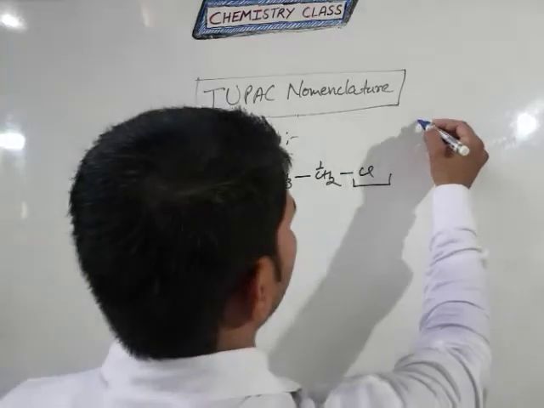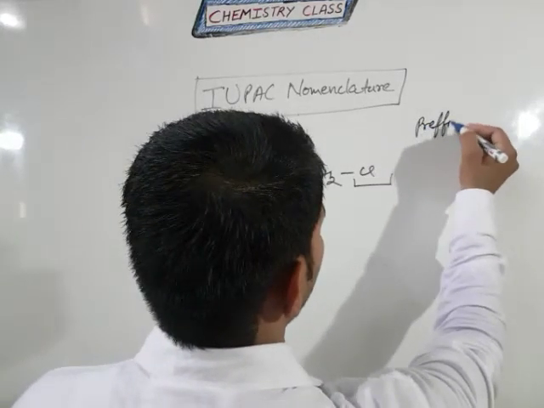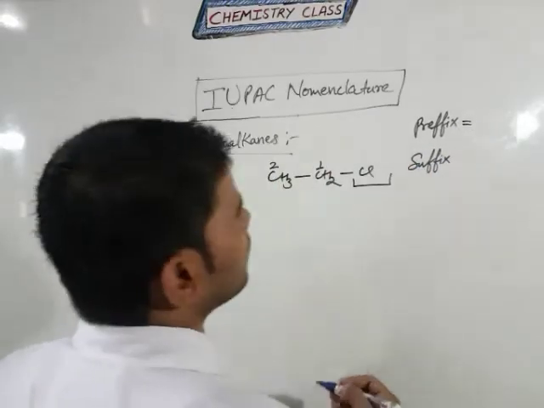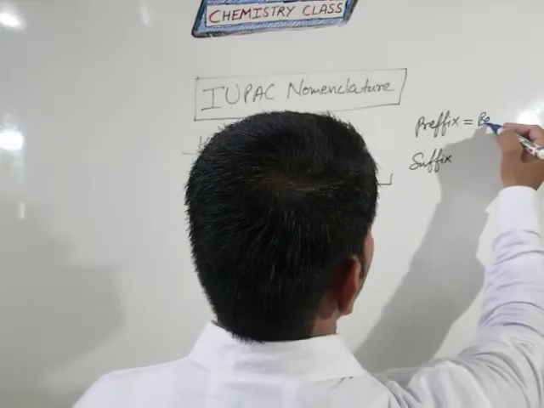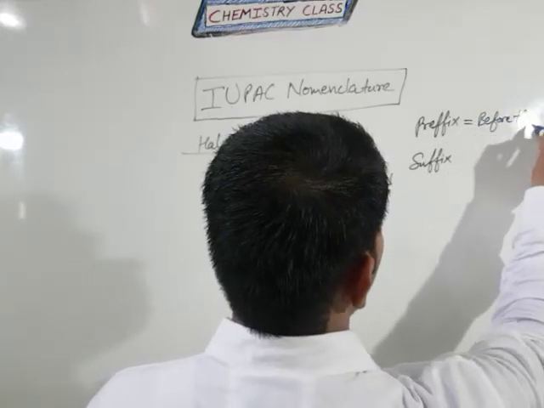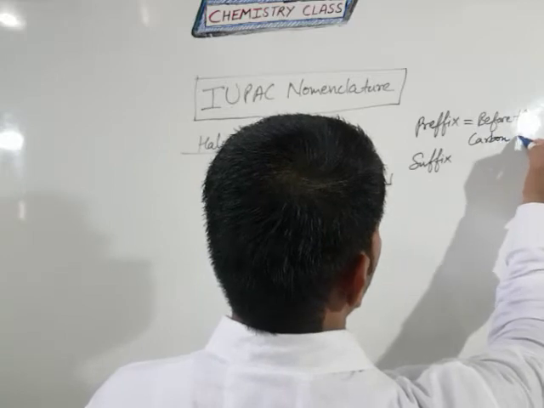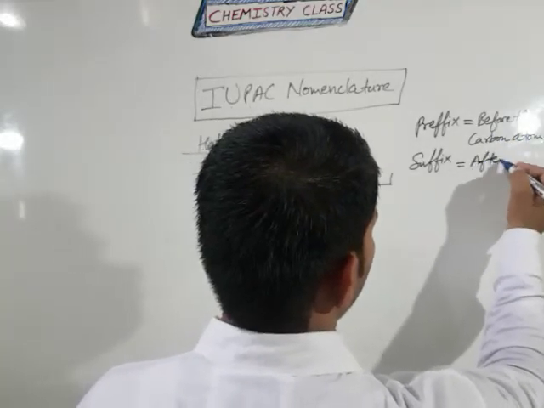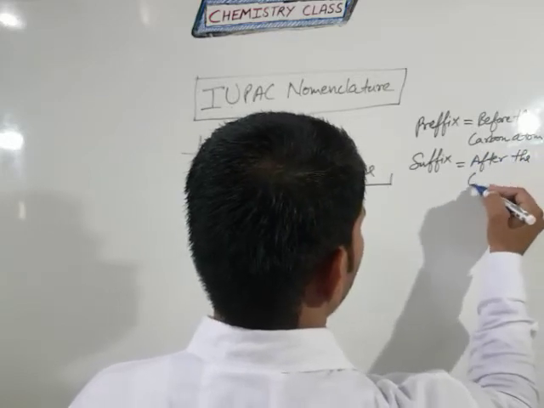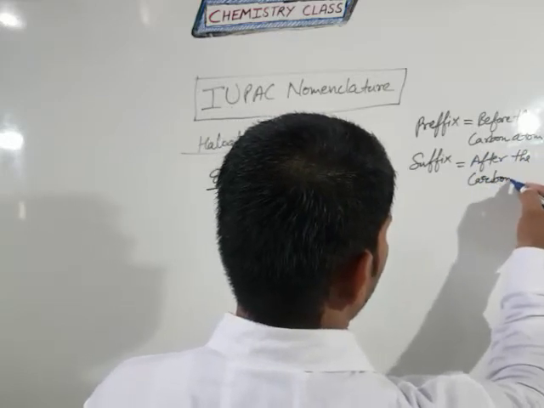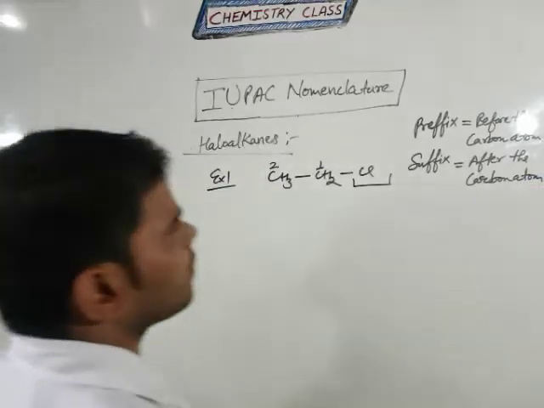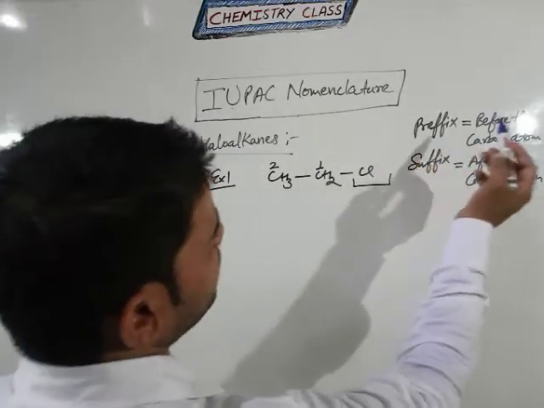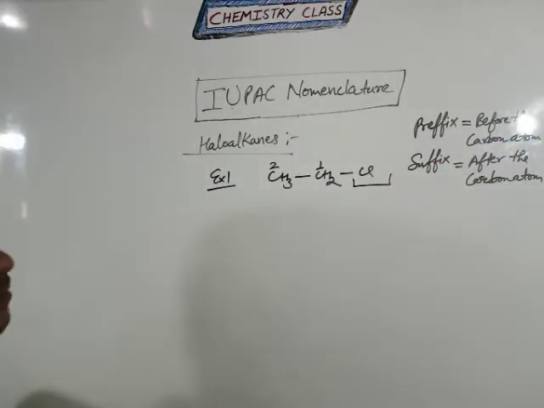So students, what is the meaning of prefix and what is the meaning of suffix? Clear? Prefix means before the carbon atom, and suffix means after the carbon atom. So chloro, bromo, iodo, fluoro, these are the prefixes you add before the carbon atom.